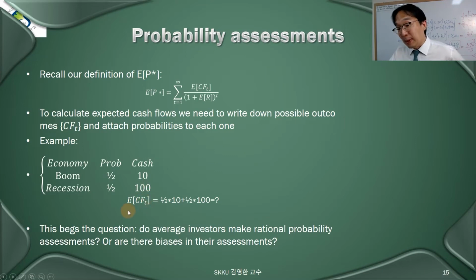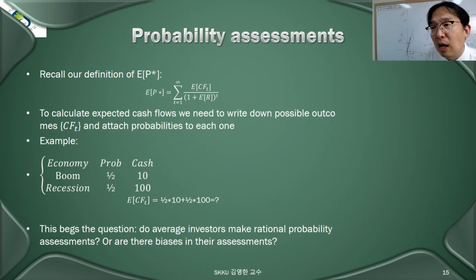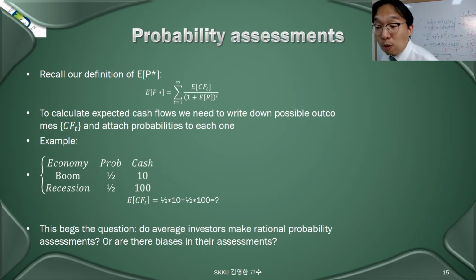Okay? So the cash that you expect in boom time is 10, in recession 100. Now what is the expected cash flow based on these probabilities and the cash that you expect? That's going to be 55. Why? Half, 10 plus 100, 110, divided by 2. That's 55. This begs the question, do average investors make rational probability assessments, like half and half? Is that correct? How sure are you? Or are there biases in their assessments?